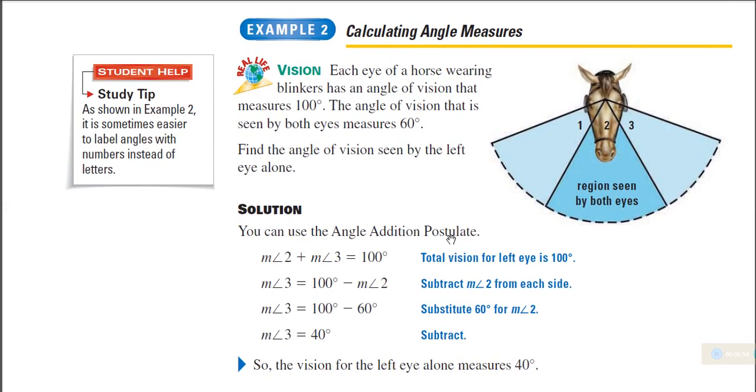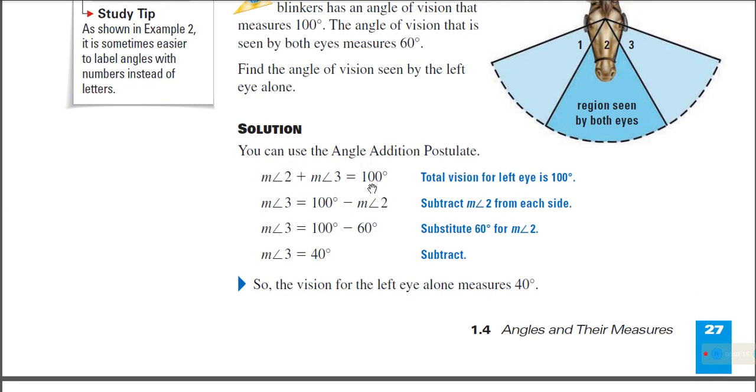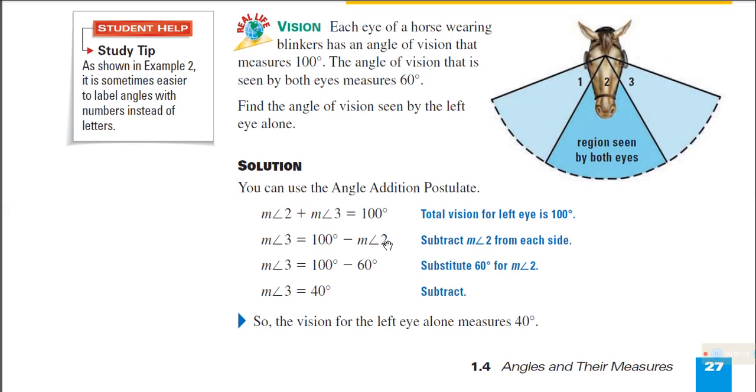So, calculating angle measures. Each eye of a horse wearing blinkers has an angle of vision that measures 100 degrees. The angle of vision that is seen by both eyes measures 60 degrees. Find the angle of vision seen by the left eye alone. So, we can use the angle addition postulate. So, ito lang yung region na nakikita ng both na eyes. Ito yung nakikita nung isa, at saka ito rin yung nakikita nung isa.